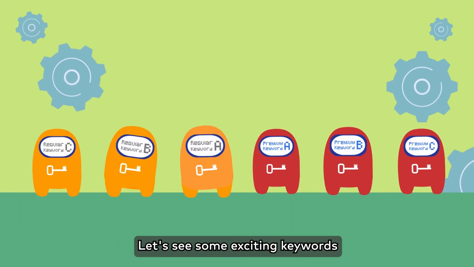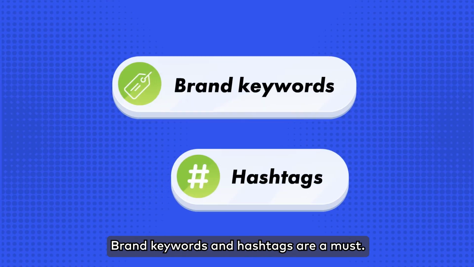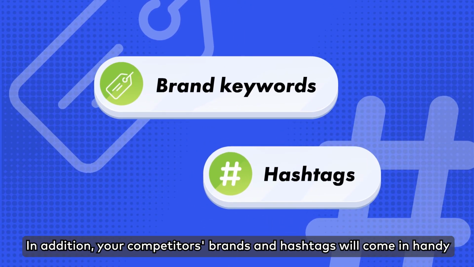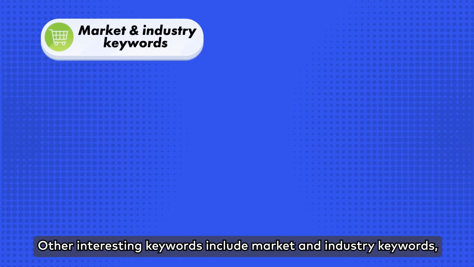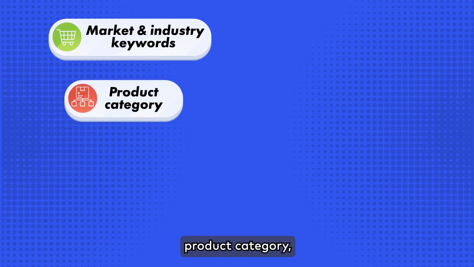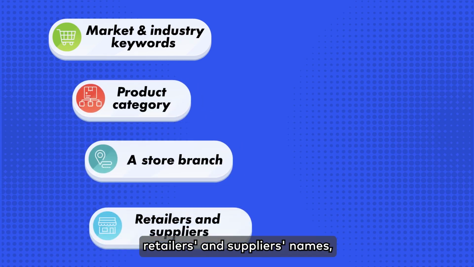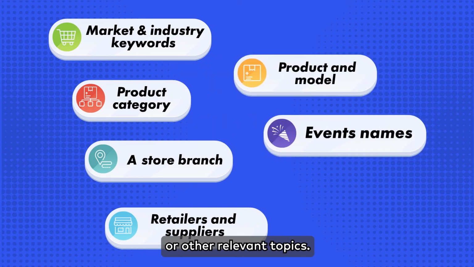Let's see some exciting keywords that might be useful for any marketing and sales team. Brand keywords and hashtags are a must. In addition, your competitors' brands and hashtags will come in handy when monitoring their movement. Other interesting keywords include market and industry keywords, product category, the name of a store branch, retailers and suppliers' names, product and model names, names of events, or other relevant topics.